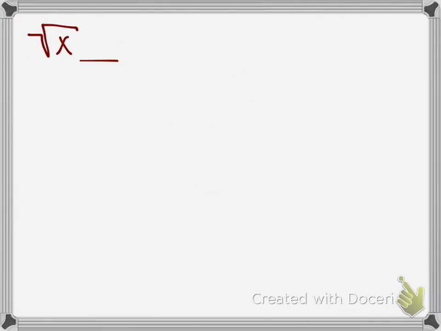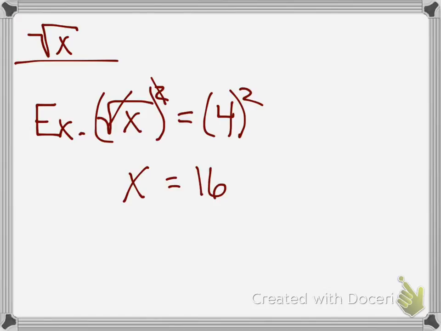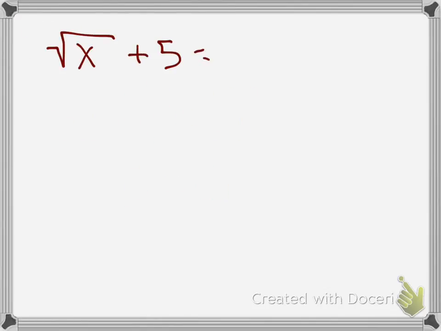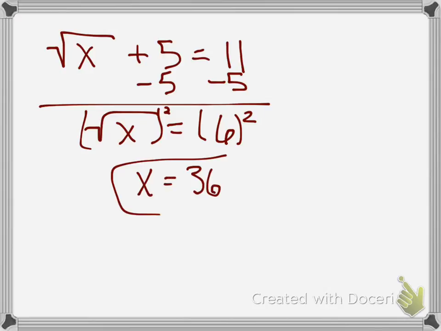Now let's look at the square root of x. Again, square roots and squares are opposites of each other. If you have a square root of x by itself, then you can square it, and that will be your answer. So 4 squared is 16. Notice how a square and square root cancel each other out. With square root of x plus 5, the first thing you have to do is get the square root of x by itself, so I would subtract 5. I get square root of x is equal to 6. Then I would square that. 6 squared is 36.